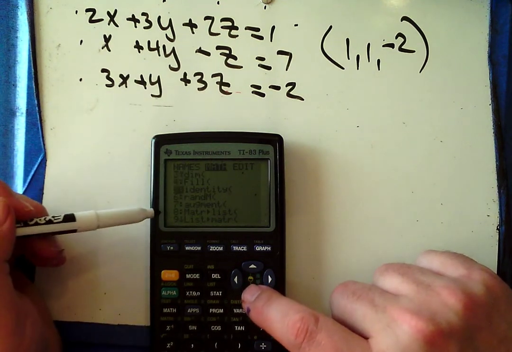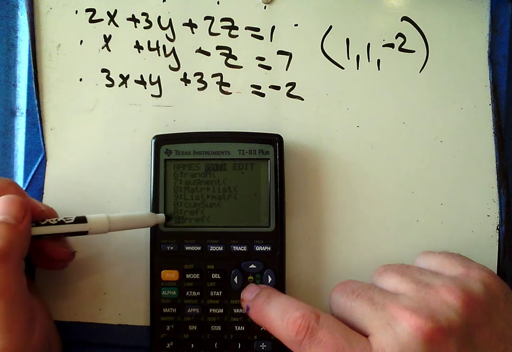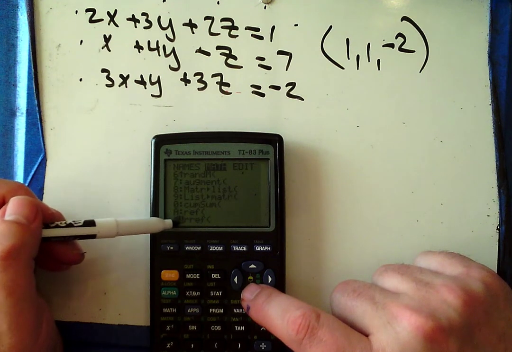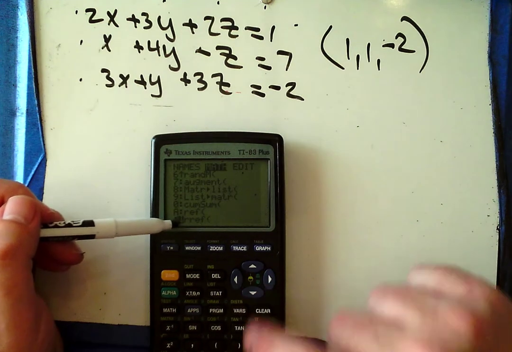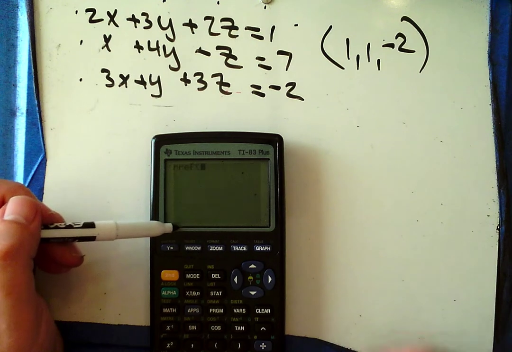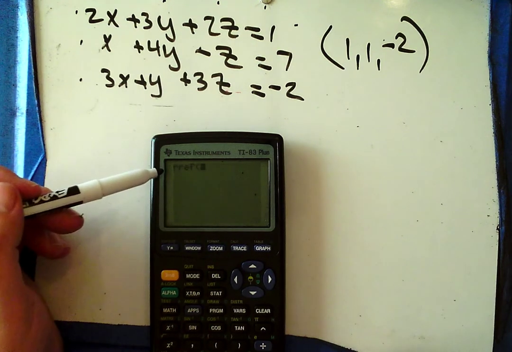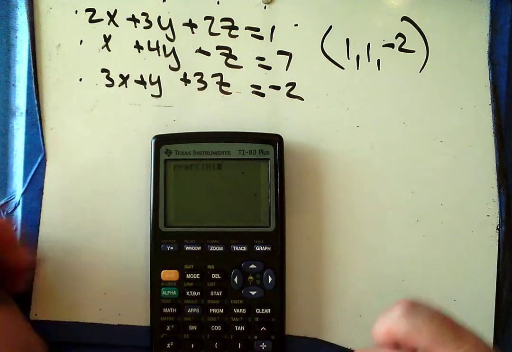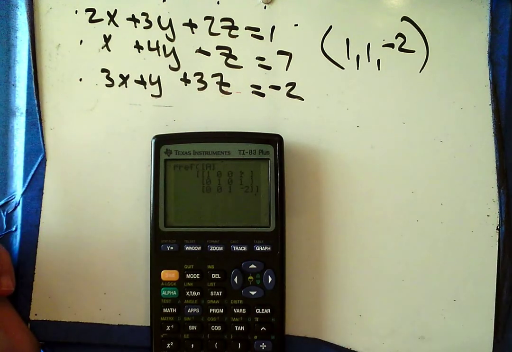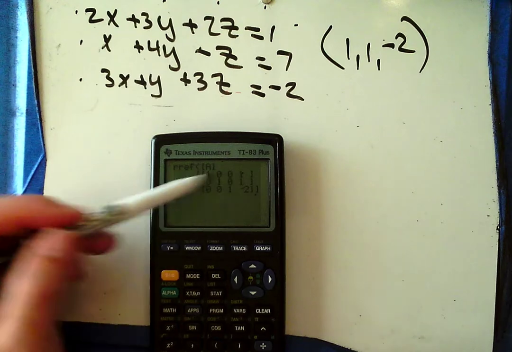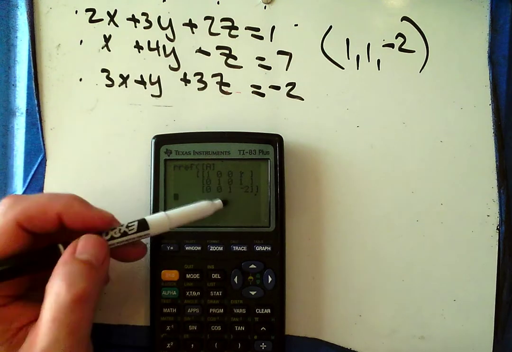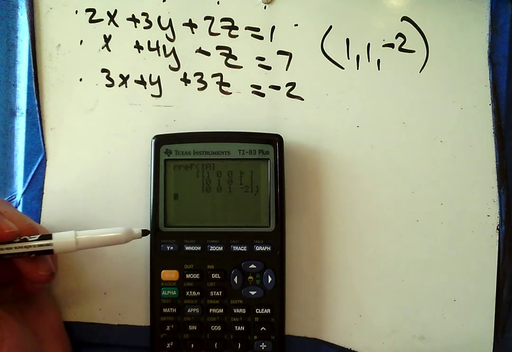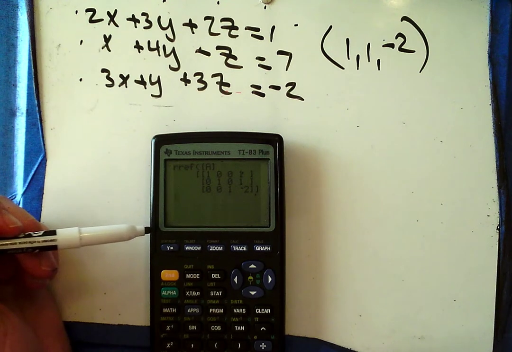Okay, but for us, we want to scroll down until we see not REF, but we want RREF, reduced row echelon form. Okay, and what do we want to do this on? We want to do this on matrix A. So we'll go to matrix A, and we'll hit enter, and look, x equals 1, y equals 1, z equals negative 2. Oh my God, that's so amazingly fast.